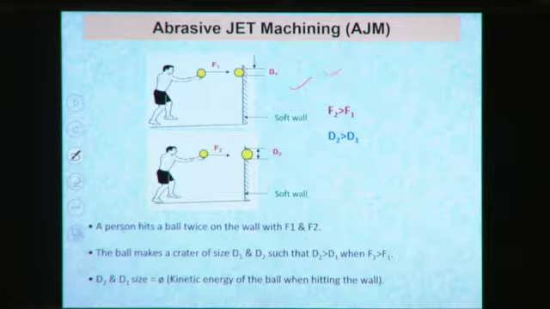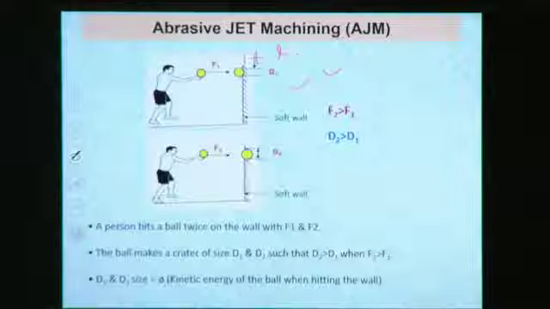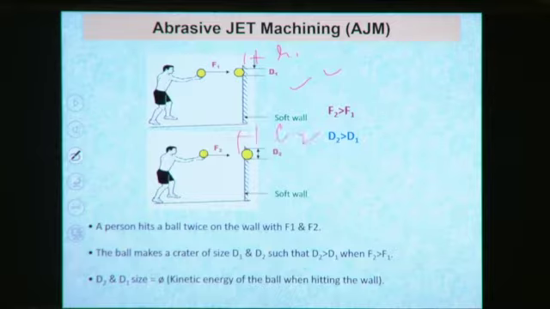Here the diameter of indentation into the wall is D1, and suppose it is indenting to a depth H1. So this is H1 in the first case. But in the second case, when he is throwing the ball with the force F2, which is higher than F1, the diameter of indentation is also bigger. Also the depth of indentation in the second case is higher. In this case it is H2. So from this figure we can see that H2, the depth of indentation into the wall in the second case with force F2, is higher than the depth of indentation H1 with the force F1.